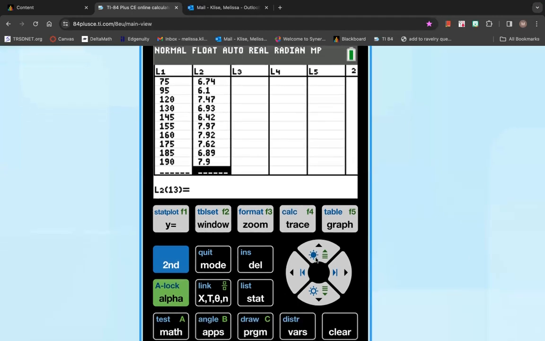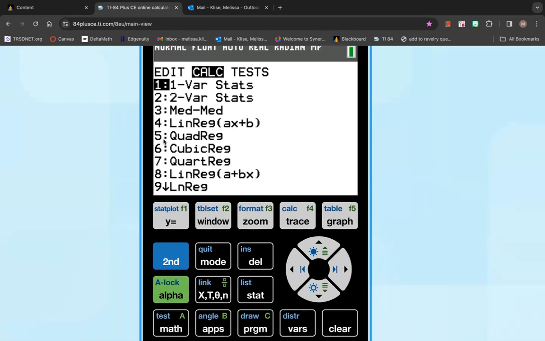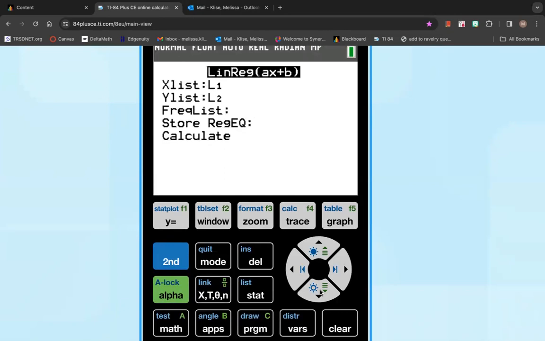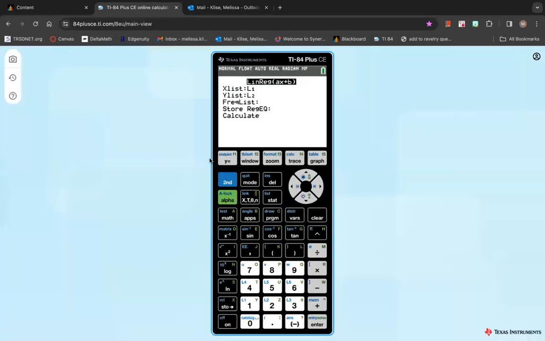So now I'm going to click on stat again and arrow over to calc. Go down to LinReg AX plus B. Now my guess is that we're gonna have to do some magic. So your X list should say L1. Your Y list should say L2. If it doesn't, to get to L1, you do second one, which gives you L1. For L2, it is second L2.